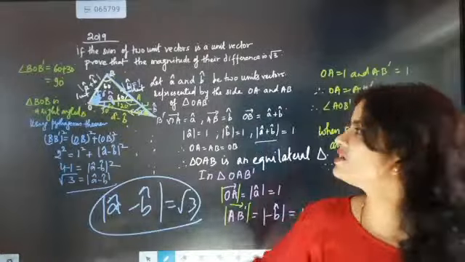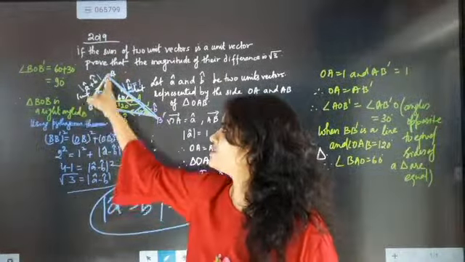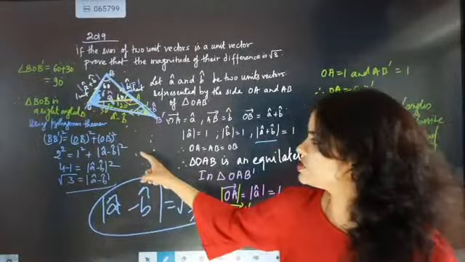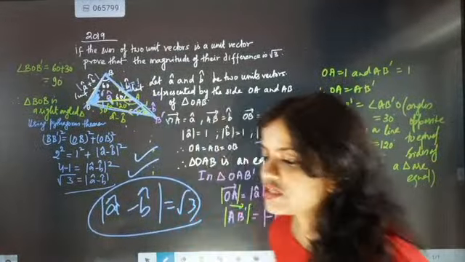And once the 90 part is coming, then taking this as hypotenuse and this as base and this as perpendicular, we just found the difference in the magnitude.